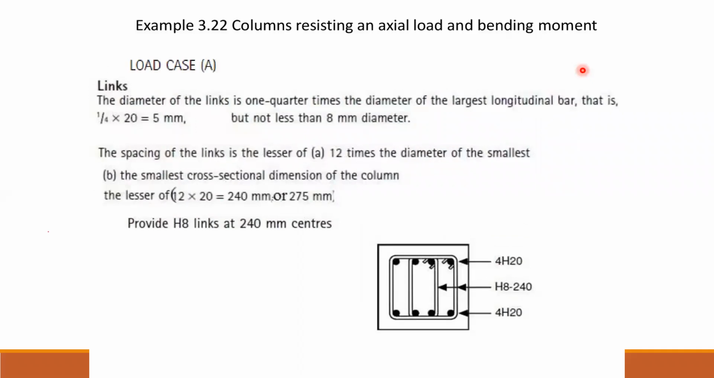The third one is the case of links. The diameter of the links is 1/4 times the longitudinal bar. So 1/4 is 5 millimeter, but not less than 8 millimeter. So you have to use the 8 millimeter one. The spacing is the lesser of 12 times diameter, so 240 millimeter. So then you still have to reduce the spacing to 240 millimeter. But what we do here in Sri Lanka or in the world also, we round it off to the nearest 25. So that will be coming to 225 millimeter.